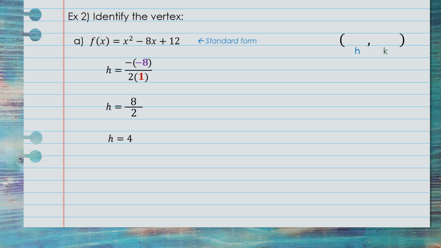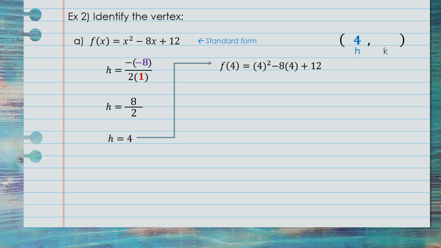Now that we've identified our h value, that means we have part of our vertex. And so now that we have the h value, we're ready to find our k value. To do that, we plug in a 4 into the function. So now we need to work out f of 4 equals 4 squared minus 8 times 4 plus 12.